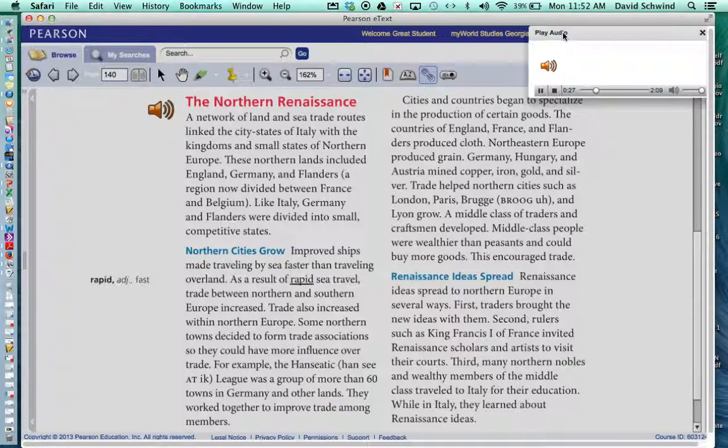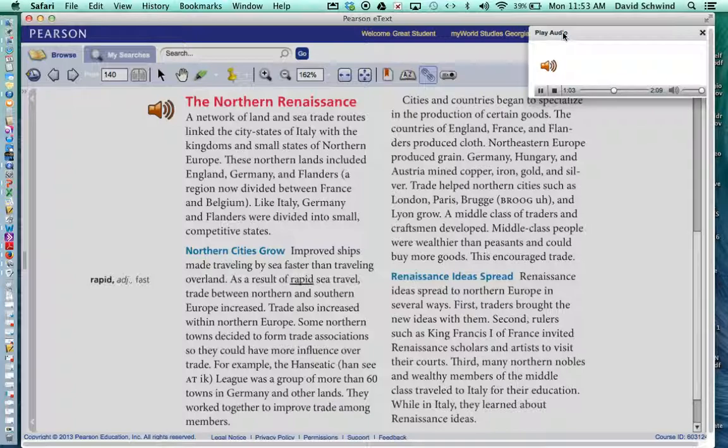Northern cities grow. Improved ships made traveling by sea faster than traveling overland. As a result of rapid sea travel, trade between Northern and Southern Europe increased. Trade also increased within Northern Europe. Some northern towns decided to form trade associations so they could have more influence over trade. For example, the Hanseatic League was a group of more than 60 towns in Germany and other lands. They worked together to improve trade among members.